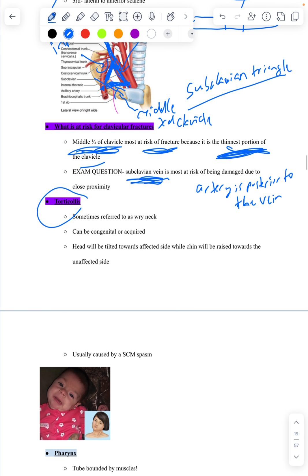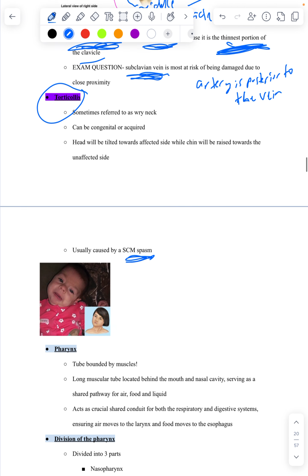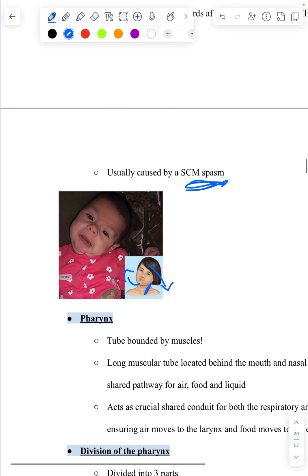And then torticollis, we talked about this. This is when your SCM spasms. So in this case, it's this SCM that spasmed. So neck bends this way, chin goes opposite way.